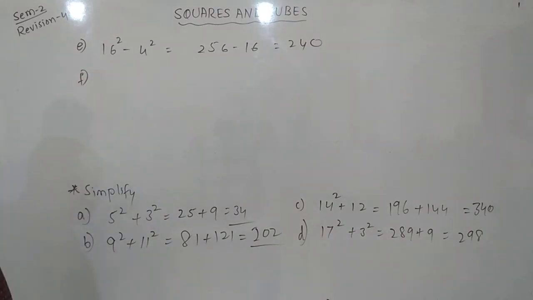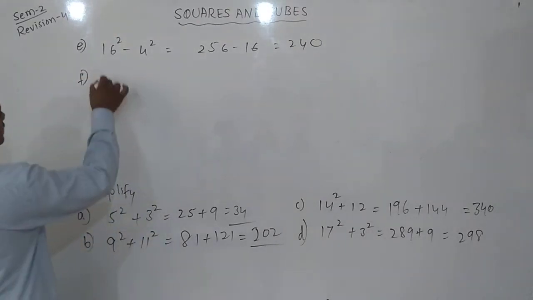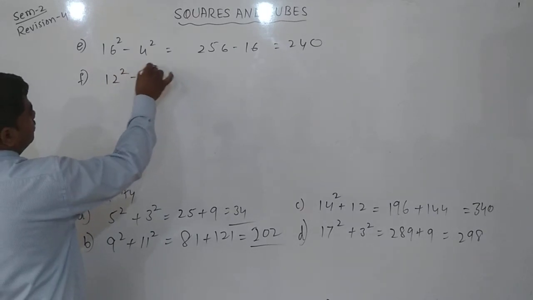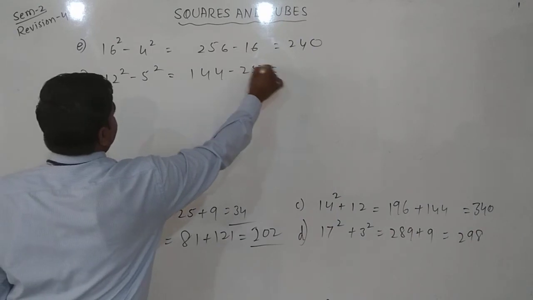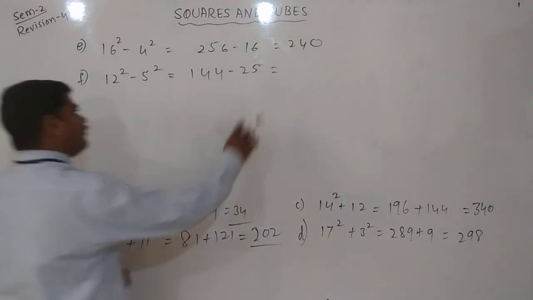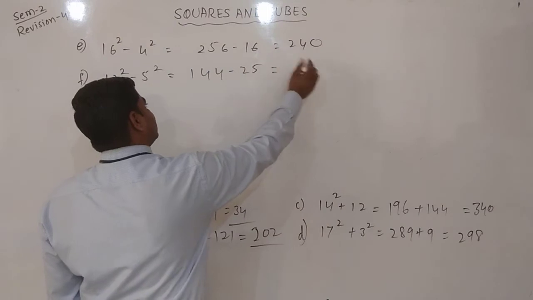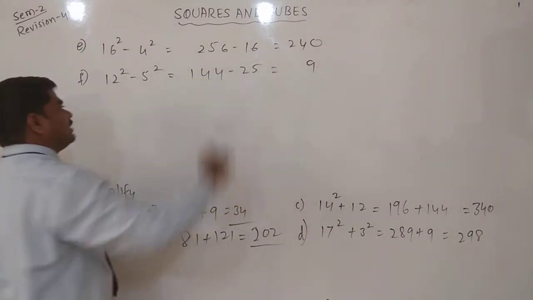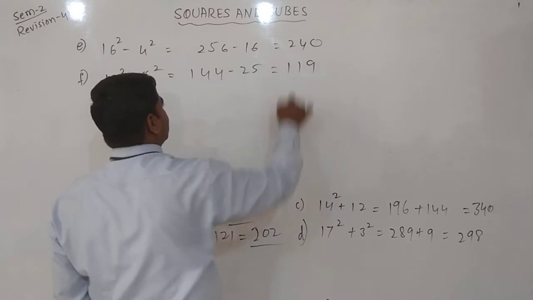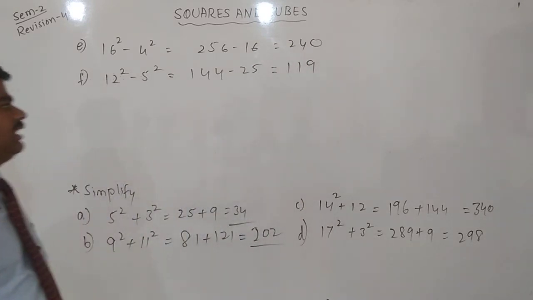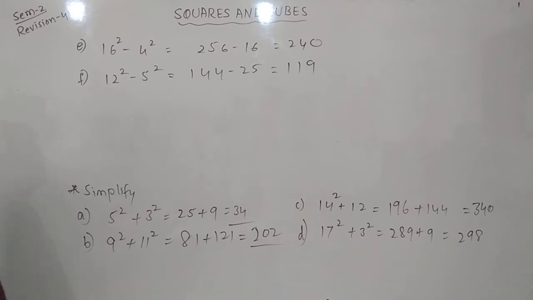Yes, 12 square minus 5 square. What is the 12 square? 144 minus 25. Yes, 144, 4 minus 5 is 9. Again 3 minus 2 is 1. 1 minus, there is no number, so 119. Yes.